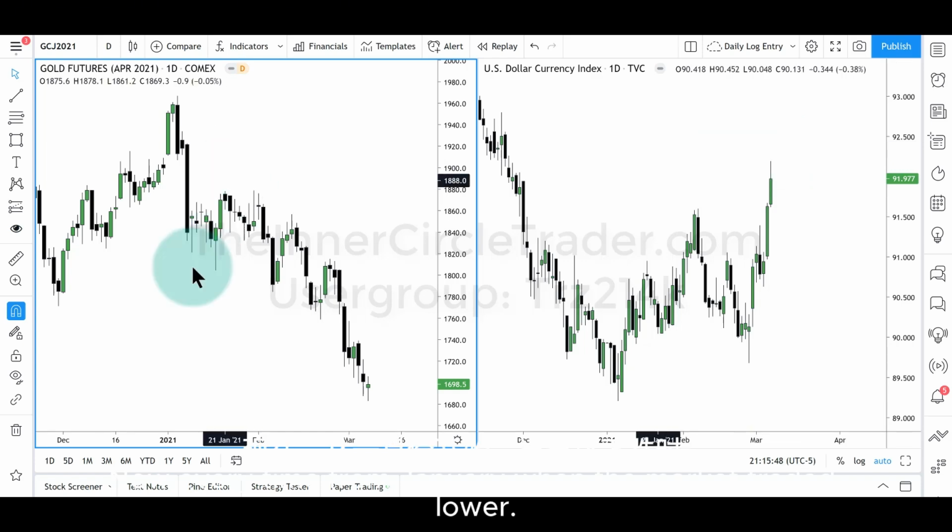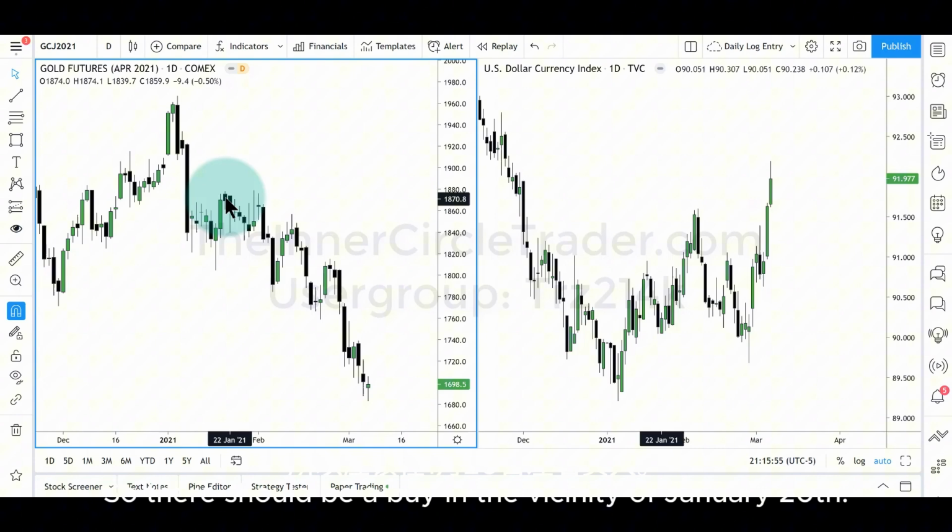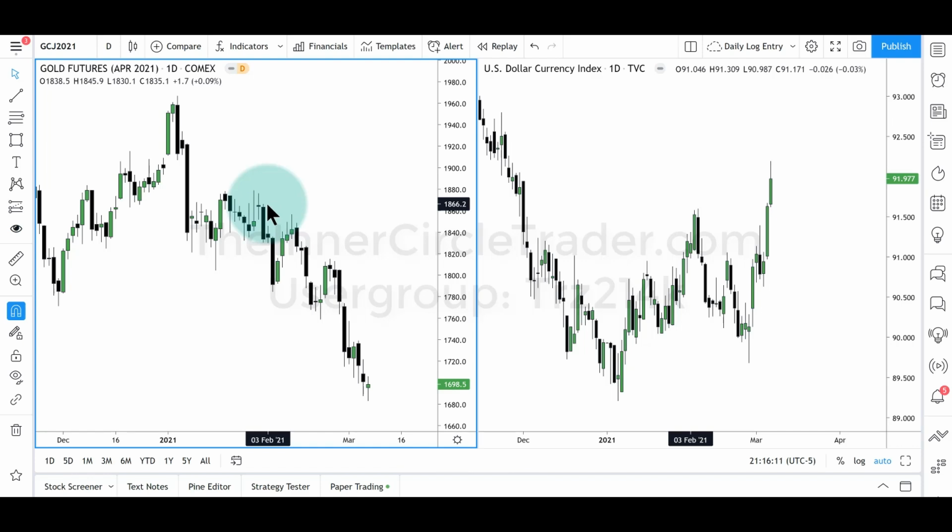Now, every time from January, when the market traded lower, we have an institutional order flow entry drill here. It starts to sell off. So there should be a buy in the vicinity of January 20th, January 21st, or January 22nd. Why am I saying it like that? Because it's not always going to be day for day, mark to market, or a mirror image, in other words. So if this is the high here, on the 21st, there's going to be a buy in dollar on the 20th, the 21st, or the 22nd.